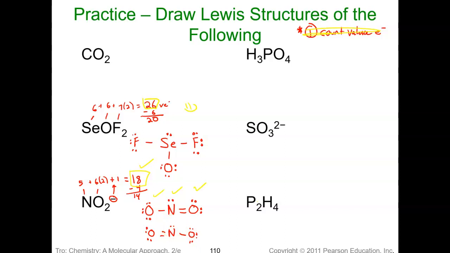Okay, so let's do another one. Let's do this one, just because that one's kind of a big one. So H3PO4. P has to go in the middle, right? Now this is H3PO4 and this is an acid, so the H's are always going to the end.